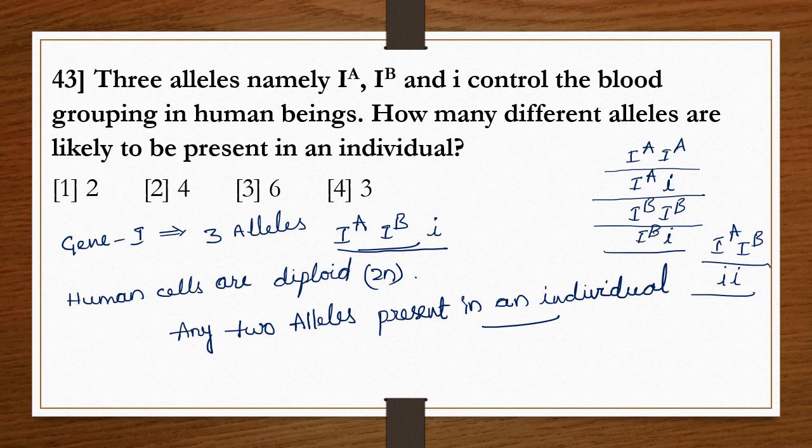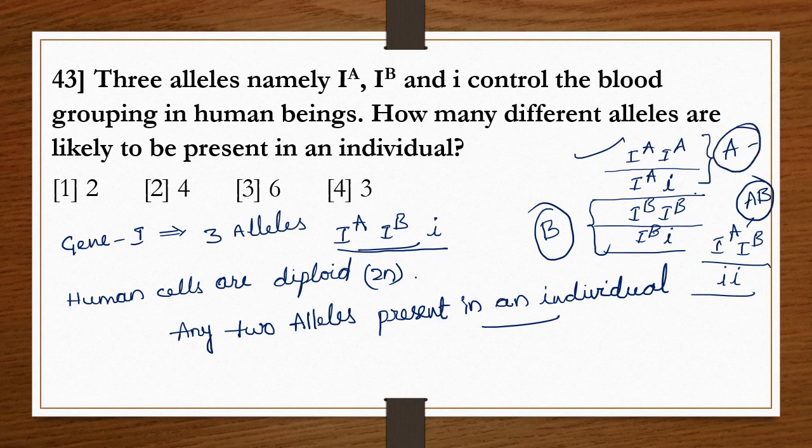Based on that, if an individual possesses IA IA or IA small i, the individual has A blood group. If an individual possesses IB IB or IB small i, the individual has B blood group. If an individual possesses IA IB, the individual has AB blood group. If an individual possesses small i small i, the individual has O blood group. So any two out of these three alleles are present. The correct answer is option 1.